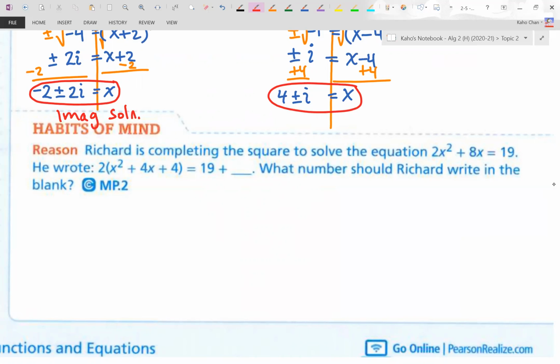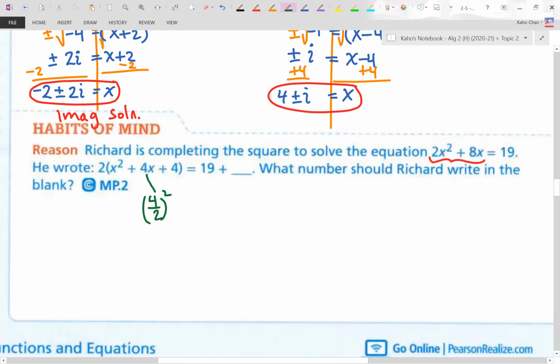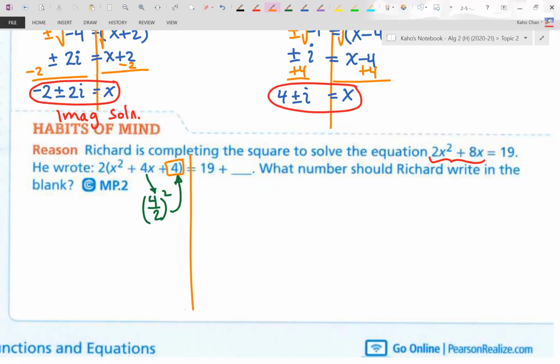So what he did was he factored out a 2 from only those first 2 terms. And here's the challenge. When he completed the square, he got a 4. The crazy thing is, on the other side, if you put a plus 4, the equation will still not be balanced, because technically he did take out a 2 earlier from the first 2 terms. Think about it that way.